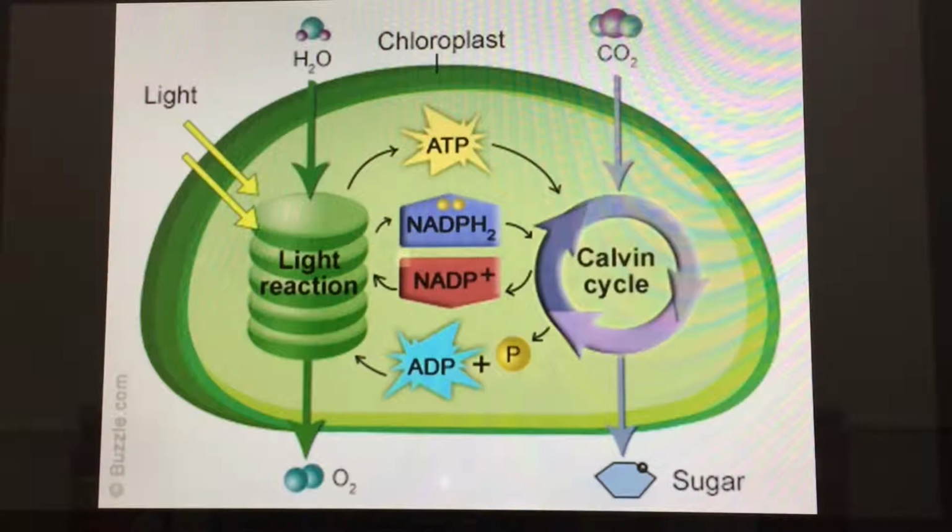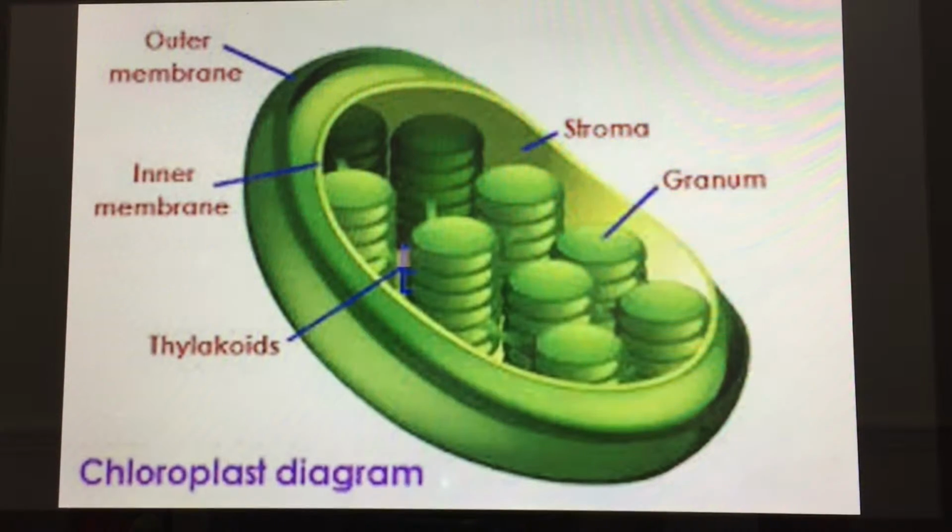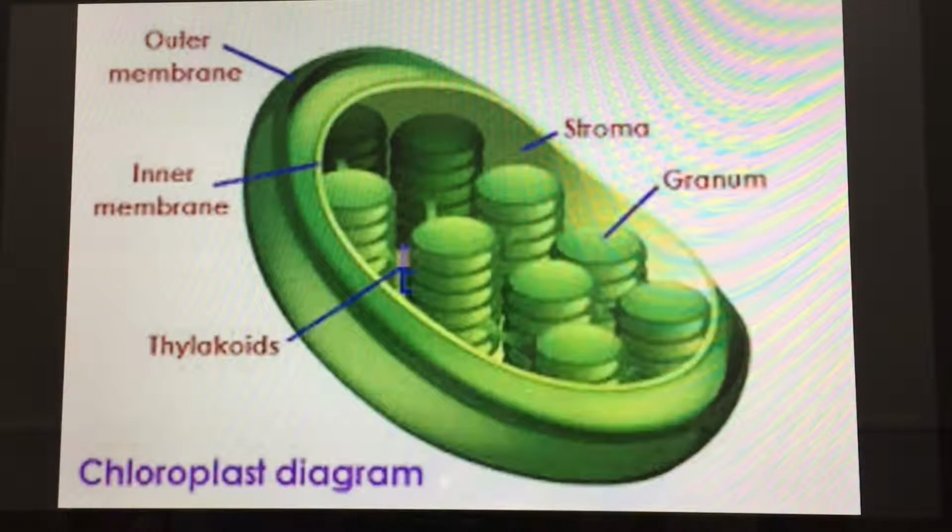Chloroplasts are organelles only present in plant cells. This is where photosynthesis occurs. Inside of the chloroplast, there is a disc-like structure called a thylakoid, and inside the thylakoid is called a thylakoid lumen. This is where the light-dependent reaction takes place.